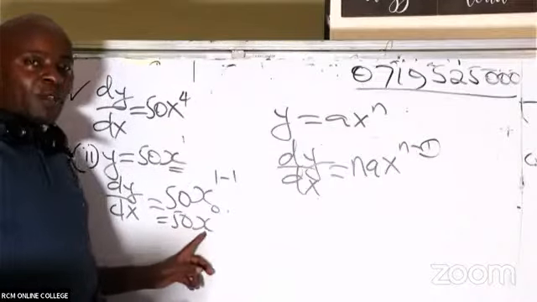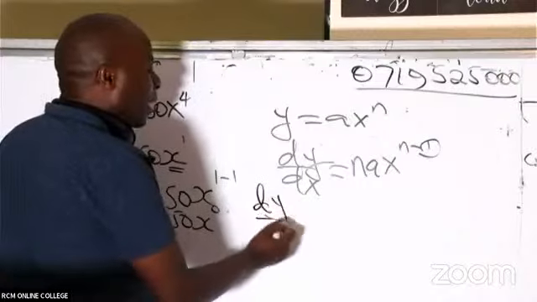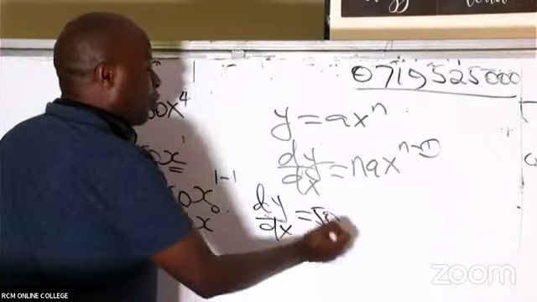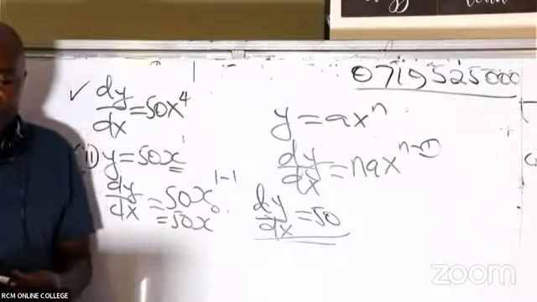50 times 1. That's why you saw Joanne very fast. She was able to pick that, Mwalimu, dy over dx equals 50. So she was right. Very right.